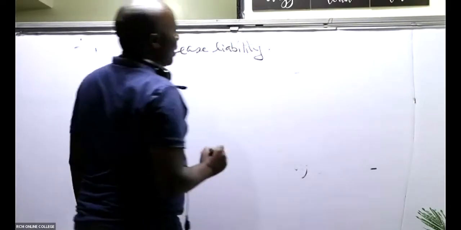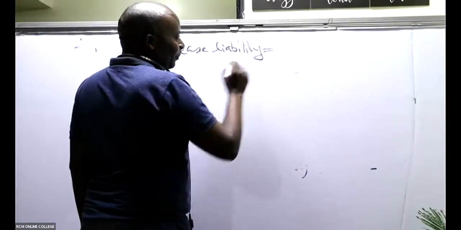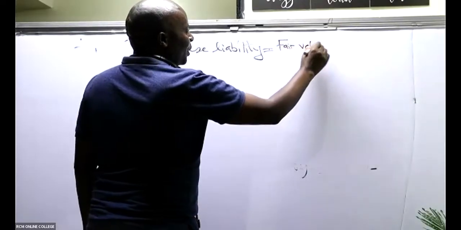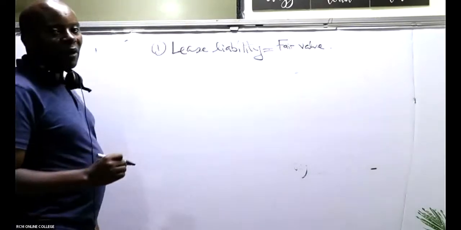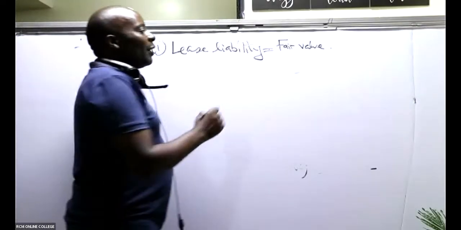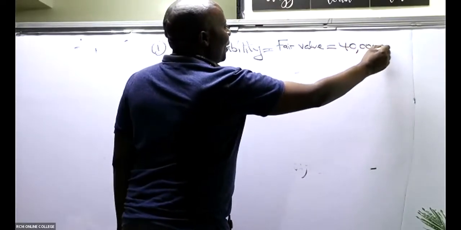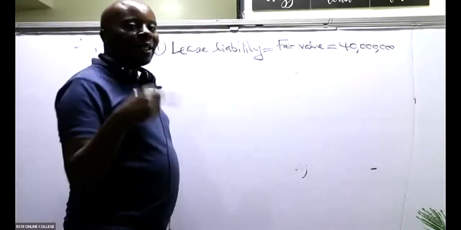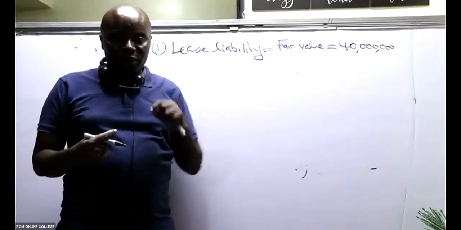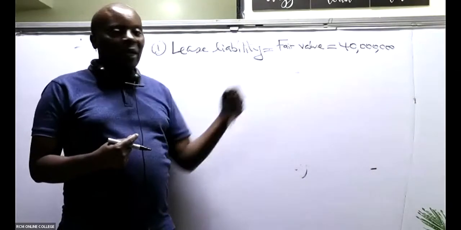That is step number one. How do we get this? First of all, this lease liability is always equal to fair value. Always. It's equal to the fair value of the asset or market value of the asset. So like in this question, they have told us that the fair value is 40 million. So automatically it means that as this tenant is taking up this space, he should be willing to pay the market value. So the total lease liability will be this 40 million.